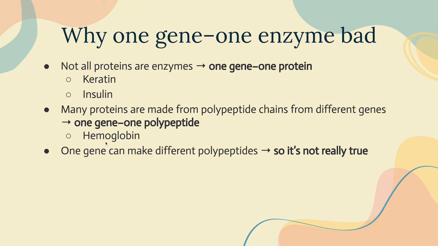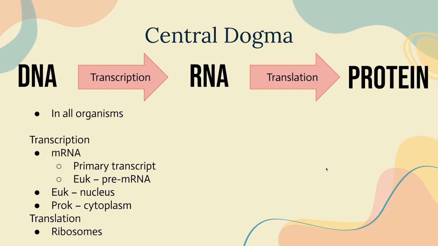And hemoglobin is made from 4 polypeptide chains. So that was kind of a counterexample. And then people were like, but one gene can make different polypeptides. So it's not really true.